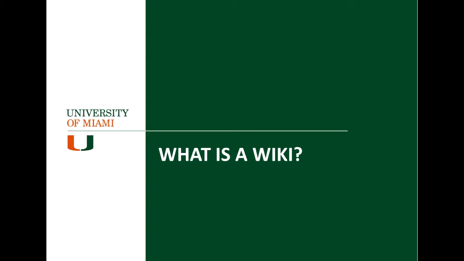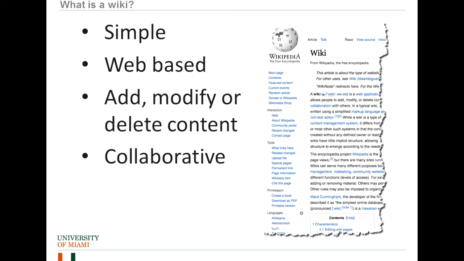So let's start with what is a wiki. We've got discussion boards, we've got mailing lists, we've got content areas, we've got all kinds of ways to distribute things to our students or have them work or turn in assignments and all this. So what is a wiki? First, a wiki is simple and quick.